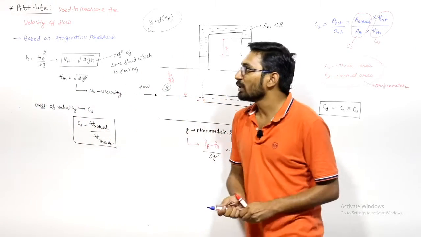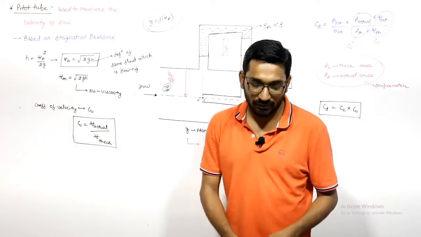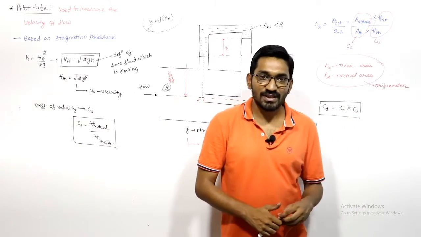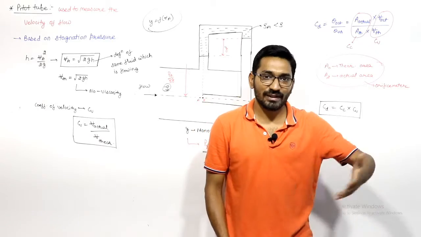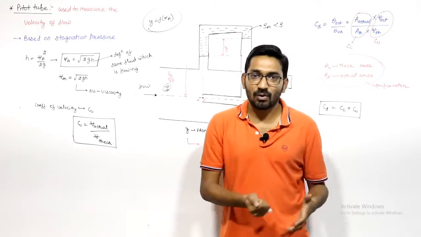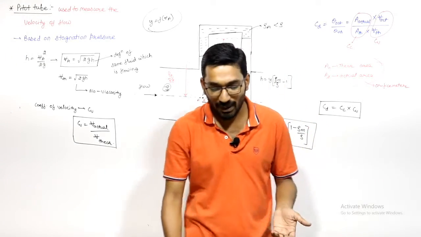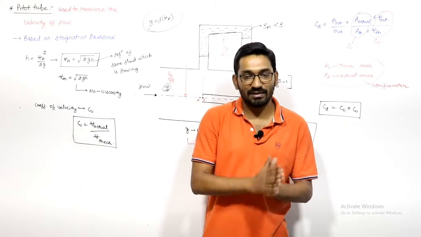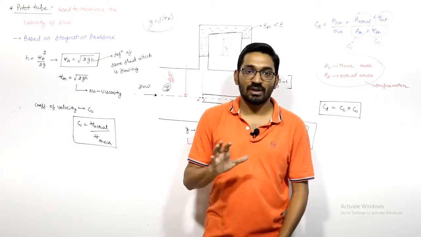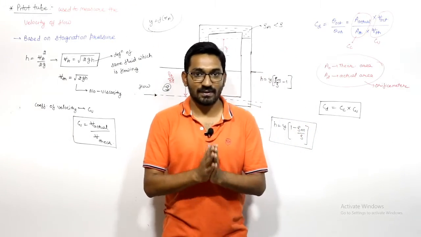So this is all about the pitot tube, which is used to measure the velocity of the flow. In an aeroplane, if you want to measure the velocity of a ship, velocity of a river, or in any pipeline where petrol or diesel is flowing, if you want to measure the velocity at which they are flowing, then this pitot tube is used, and it is based on the stagnation pressure. You have to remember this.